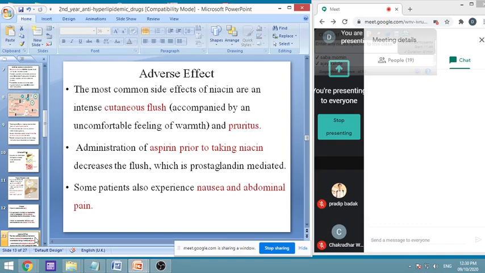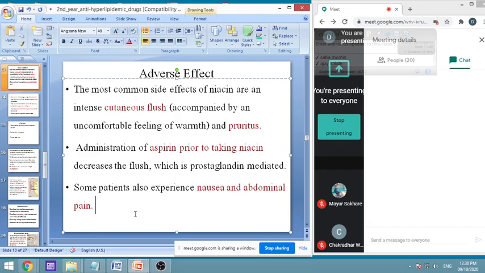Administration of aspirin prior to taking niacin decreases the flush. That means that it is prostaglandin mediated. Some patients also experience nausea and abdominal pain. These are the important adverse effects of niacin.